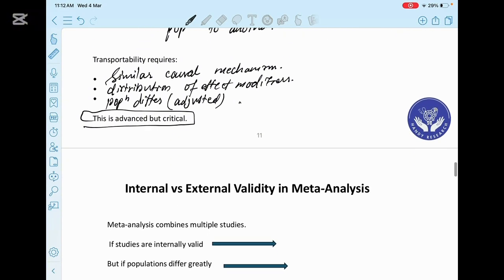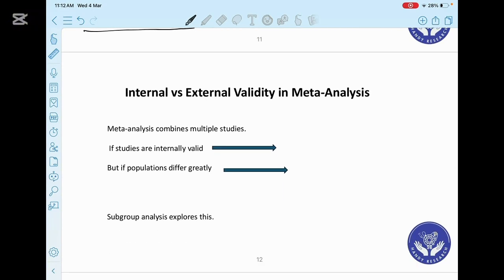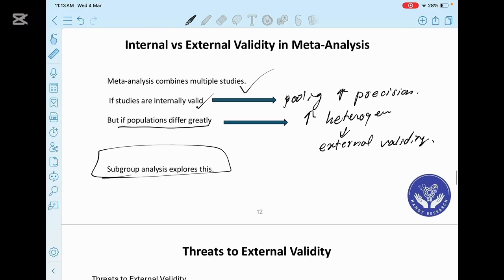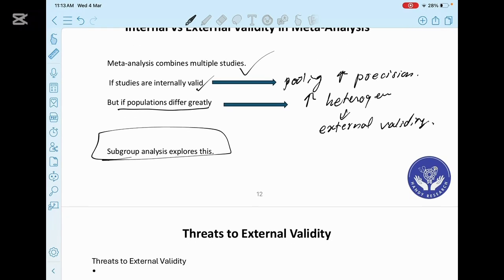Now let's go through internal and external validity in meta-analysis. Meta-analysis combines multiple studies. If studies are internally valid, then it increases precision. But if populations differ greatly, then it increases heterogeneity. So heterogeneity reflects the external validity. That's why we explore subgroup analysis. We have already explained the subgroup analysis part in a previous episode.